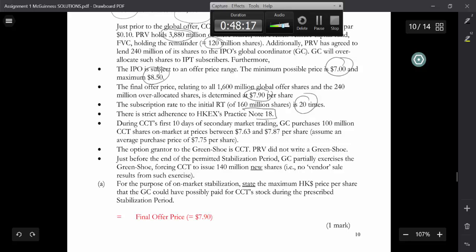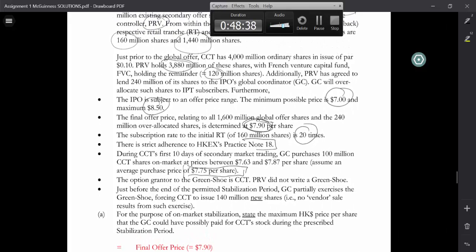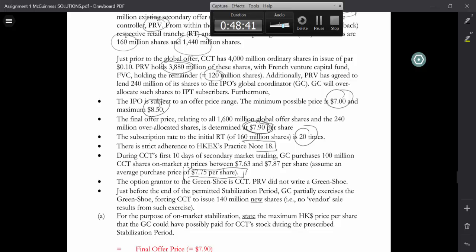During the first 10 days of trading, GC purchased 100 million shares on market at an average price of $7.75, which is slightly below the IPO price. So it looks like this IPO was not going totally well. And there's an over allocation of 240, and they already had to buy back 100 during the first 10 days. Let's see what happens afterwards.